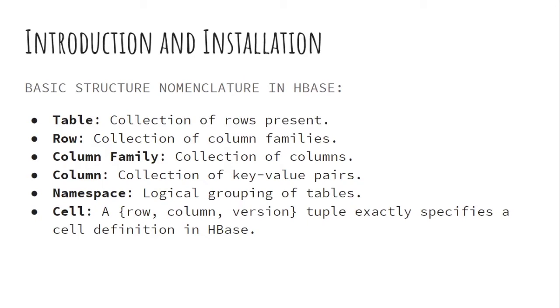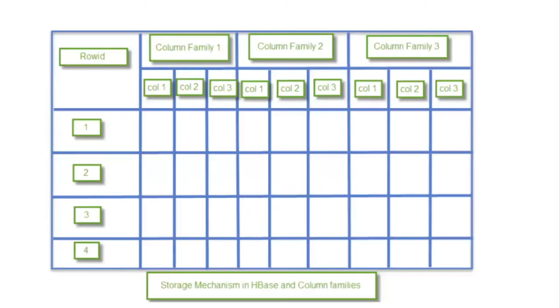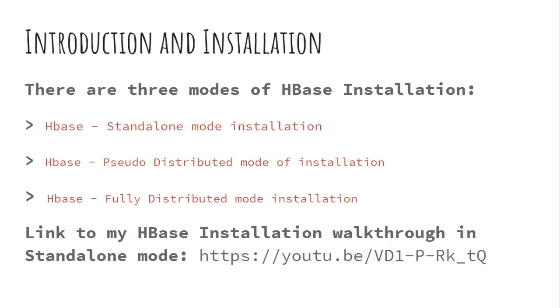Namespace is a logical grouping of tables, and a cell is always written in the row column version tuple, which exactly specifies the cell definition in Hbase. Now this is basically the structure. You can see the first column is the row ID, and then different columns are grouped under different column families. Now we get to the installation process.